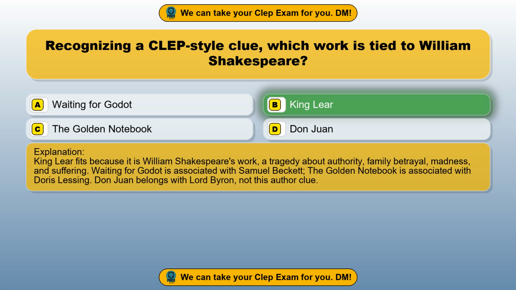King Lear fits because it is William Shakespeare's work, a tragedy about authority, family betrayal, madness, and suffering. Waiting for Godot is associated with Samuel Beckett, The Golden Notebook is associated with Doris Lessing. Don Juan belongs with Lord Byron, not this author clue.